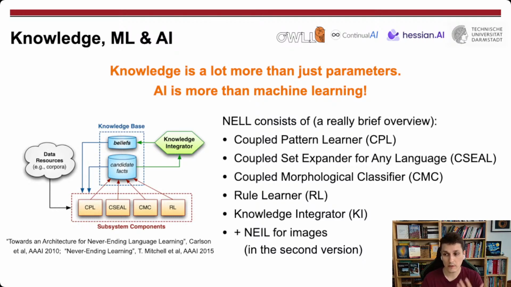read the respective publications, read the reports, take a look at the internet and the tool. There are some nice visualizations. But anyhow, I want to give you a really brief overview. There are 5 plus 1, in a sense, elements to the never-ending language learner, or NELL for short, which is a coupled pattern learner, a coupled set expander for any language, a coupled morphological classifier, a rule learner, a knowledge integrator, and in a later version, the never-ending image learner we've just talked about. Of course, this sounds like a lot of buzzwords, so let's take a look at roughly what these different elements do.